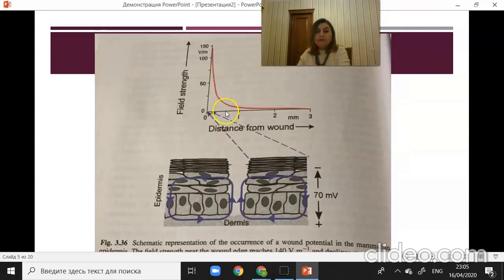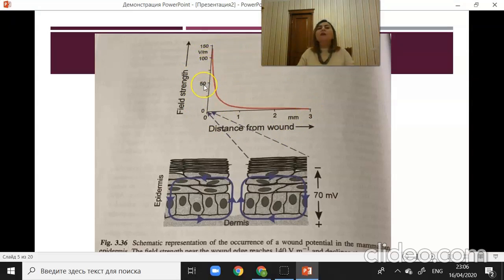And then another important source of electrical current within the human body, which is about extracellular pumping, is the wound potential. Wound potential is one of the main sources of electrical current. It occurs around epithelium tissue, for example, the epithelium of the cornea.